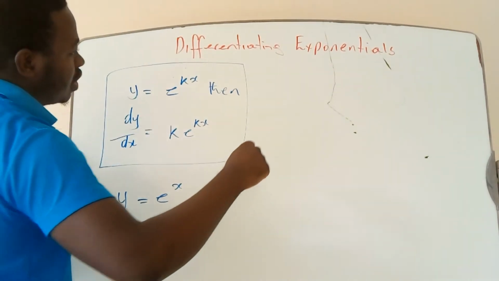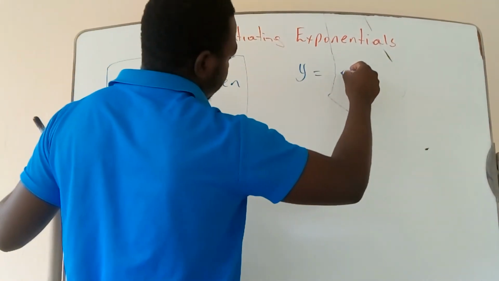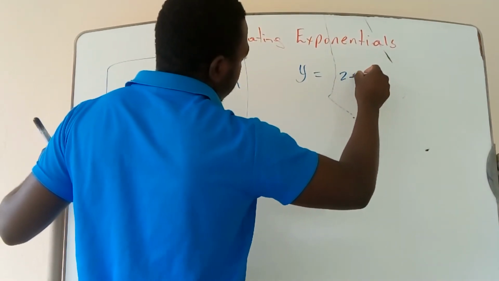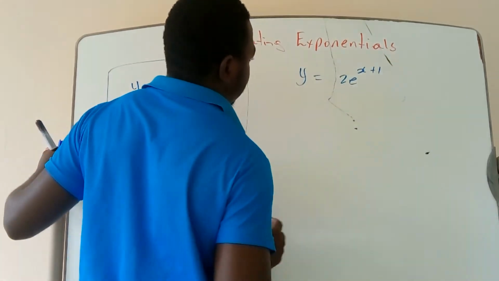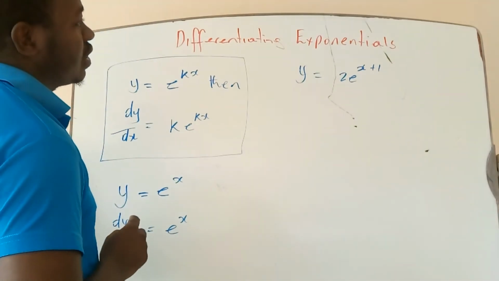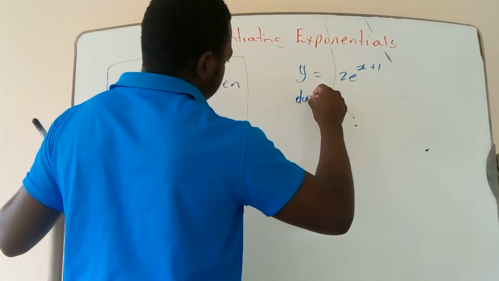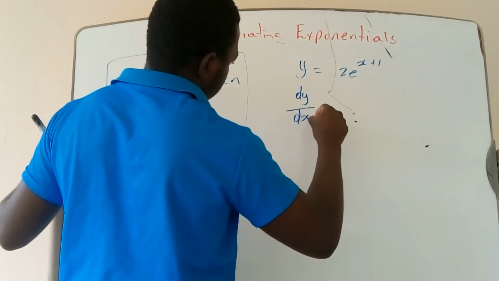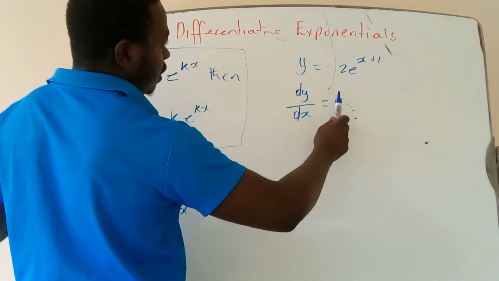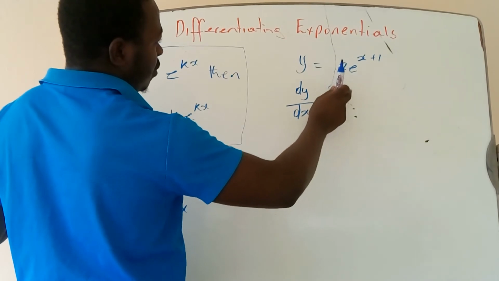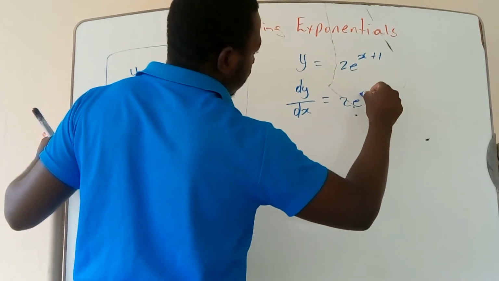So let's look at another example. Let's say you have a function which is y is equal to 2e to the x plus 1. Right? That's what you have. And you are asked to differentiate that function, then dy by dx is equal to, if you differentiate the power, which is x plus 1, that does give you 1. And you multiply that 1 by the function itself. So 1 times 2 times e to the x plus 1 does give you 2e to the x plus 1.